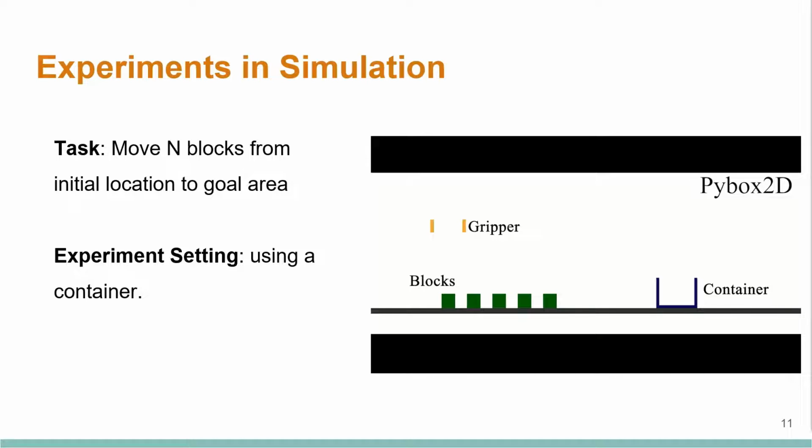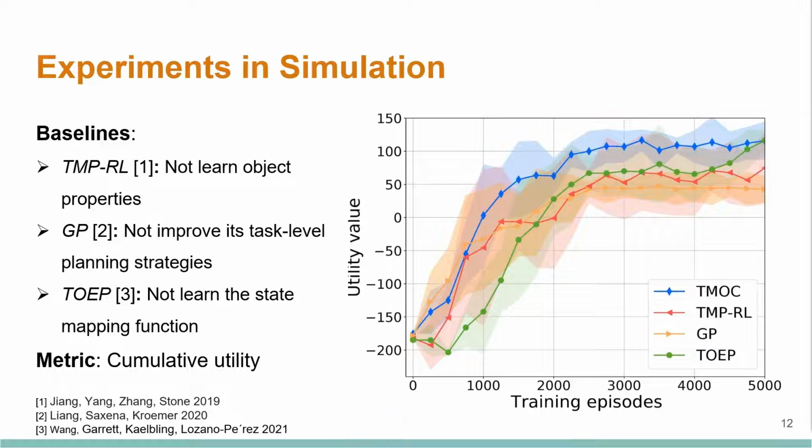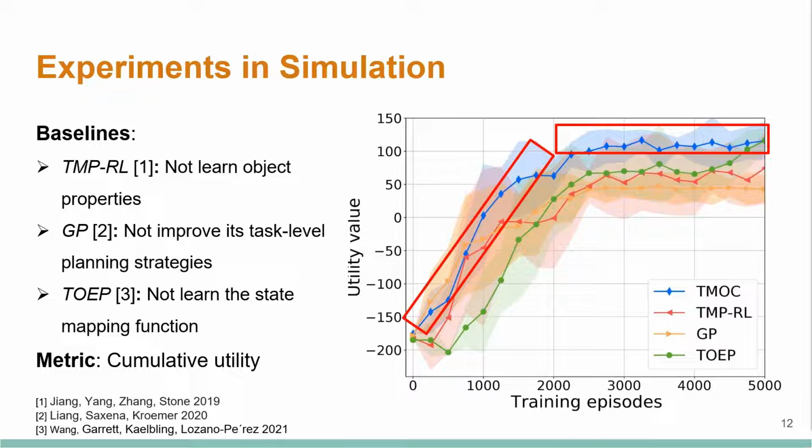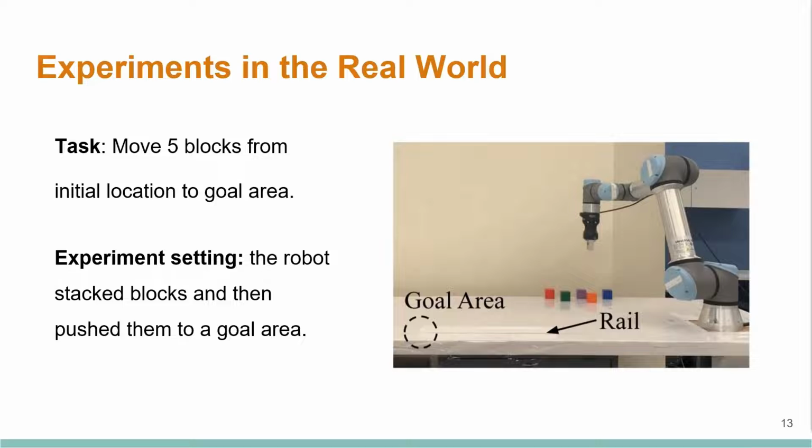In the simulation, the task is that a robot gripper uses a container to move blocks to a goal area. The simulation platform is PyBox 2D. The right figure shows the experimental results of 4 algorithms. The x-axis is the training episode, and the y-axis refers to the cumulative utility obtained by the real robot. From the results, we get the important observation that our TMOC performs better than the baselines in terms of cumulative utility and learning rate.